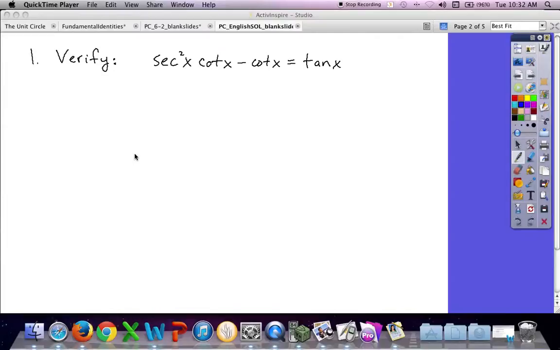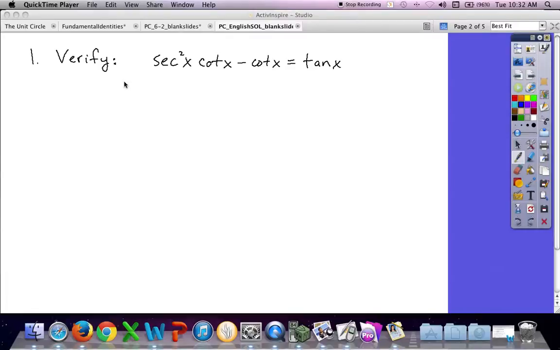I did it one way. I don't think anybody did it the way I did, but there were two other ways that people did it that were just fine, right? So with these kinds of verifying problems, you're going to have different ways to get to the same place. What I did is I thought, there's a cotangent in both terms. Why don't I factor it out, right?